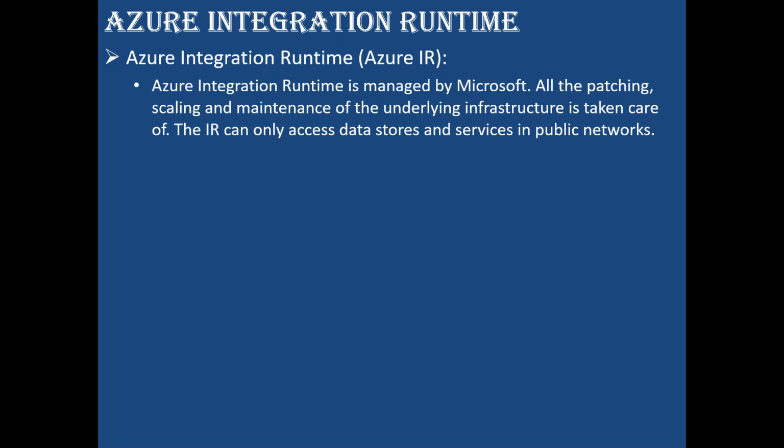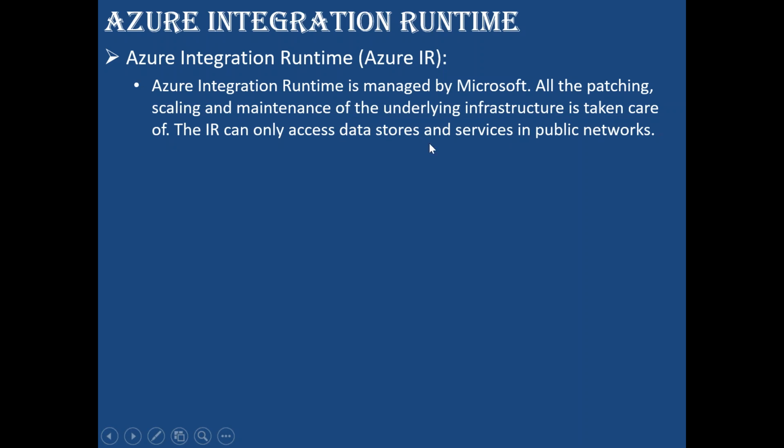All the patching, scaling, maintenance of the underlying infrastructure. What is underlying infrastructure in a computer? What all things will be there? There is a memory, there is a disk, there is a core, security patching. So all those things are the infrastructure which we would otherwise be maintaining. That infrastructure should keep on being updated as per the latest software updates, because otherwise it will be attacked by the hackers, right? So that's why all the patching, scaling, maintenance of the underlying infrastructure is taken care of by Microsoft.